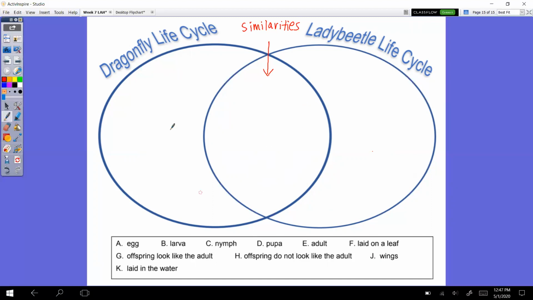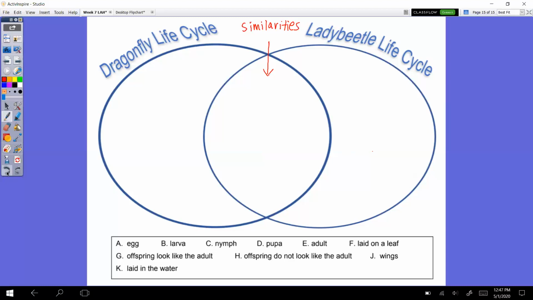Okay, here outside of the middle part is going to contain all the information about a dragonfly that is not similar to a lady beetle and vice versa. Everything about a lady beetle that is not similar to a dragonfly is going to go just in the lady beetle section. Okay, so let's go through it.